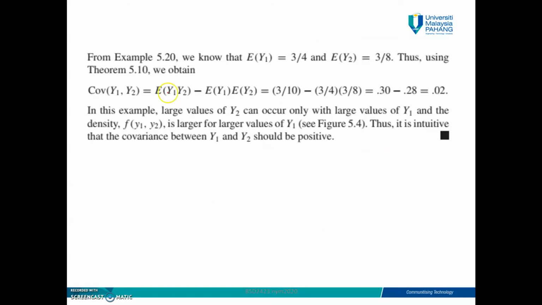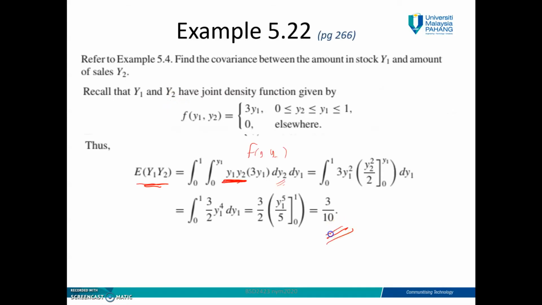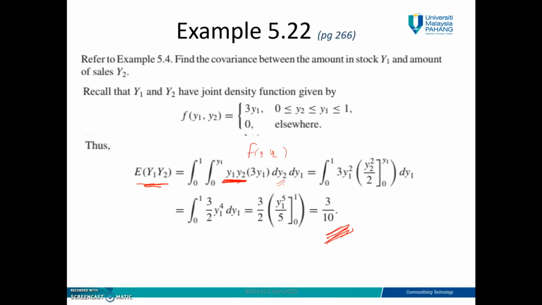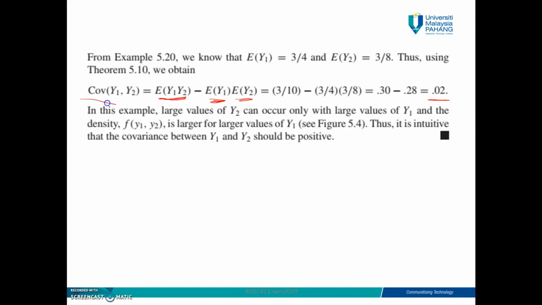So if you look here, this one from previous, you get 3 over 10 here. Okay, and then minus 3 over 4 times 3 over 8. Then finally you get 0.02. Okay, because the question asks you to find the covariance. So the covariance is this one, covariance Y1, Y2. And then based on this covariance Y1, Y2, you have this formula, isn't it? So that's why you need to find this one first.